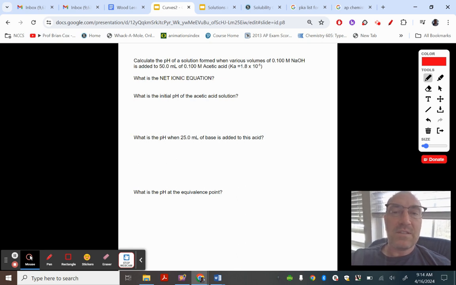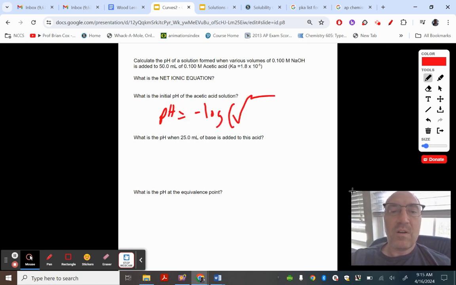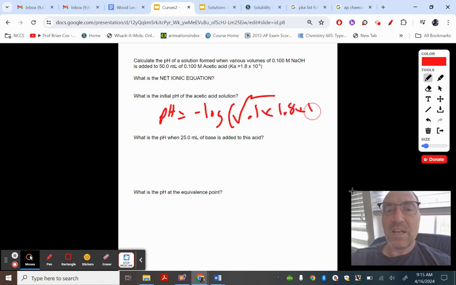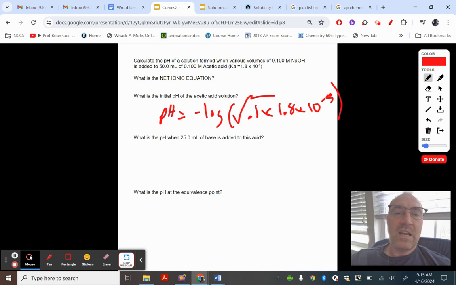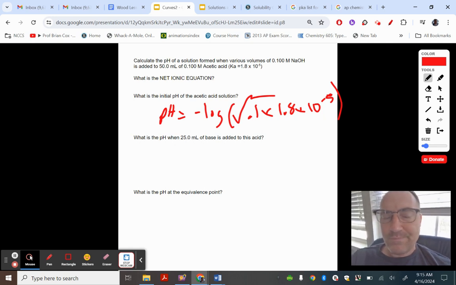So I'll show you guys what that would look like. So pH equals the negative log of the square root of 0.1 times 1.8 times 10 to the negative fifth. And that'll give you your pH. So for weak acids and weak bases, you can always use this shortcut. Maybe list out your ice problem and all that.